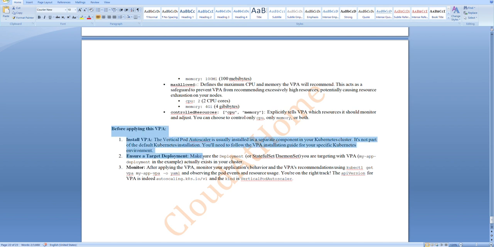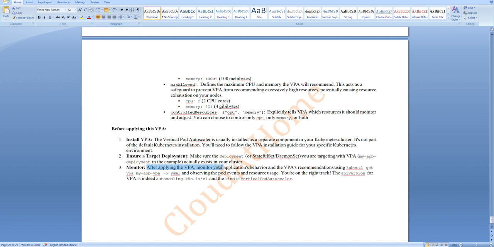Okay, so one more important thing: before you apply the VPA, you need to install the vertical pod autoscaler. The vertical pod autoscaler is usually installed as a separate component on your Kubernetes cluster. It is not part of your default Kubernetes installation. You need to follow the VPA installation guide for your specific Kubernetes environment. Ensure target deployment: make sure the deployment, stateful set or daemon set you are targeting with the VPA actually exists in the cluster.